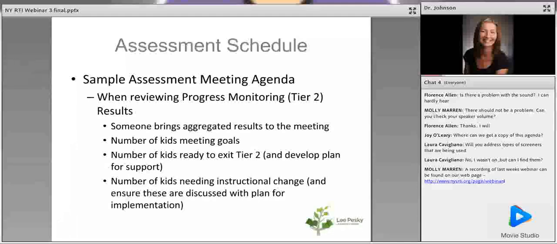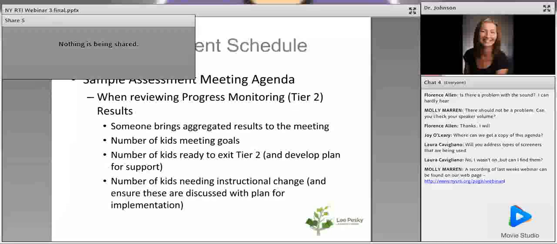And then we want to take a look at who those kids are and spend the time at that meeting developing a plan for their support. And then the other group of kids we want to look at are the number of kids who may need instructional change, and let's ensure that these instructional changes are discussed with a plan for implementation.